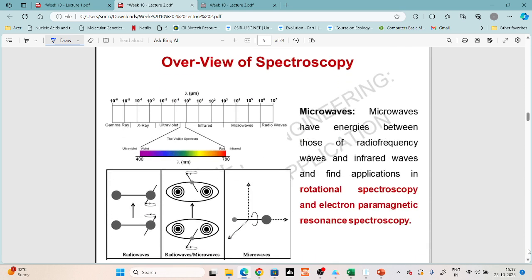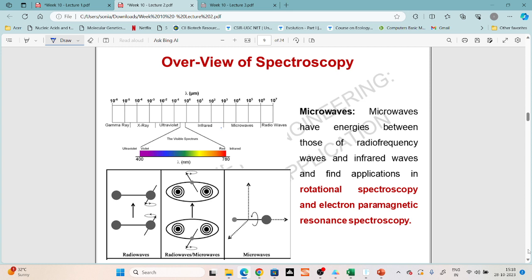You can see over here, microwaves have energy between that of radio waves and infrared waves. So again, you can also use microwaves for studying the electronic properties. And see, for NMR, only radio waves are used. That means for studying the properties of a nucleus, NMR is nuclear magnetic resonance. For NMR, only radio waves are there.